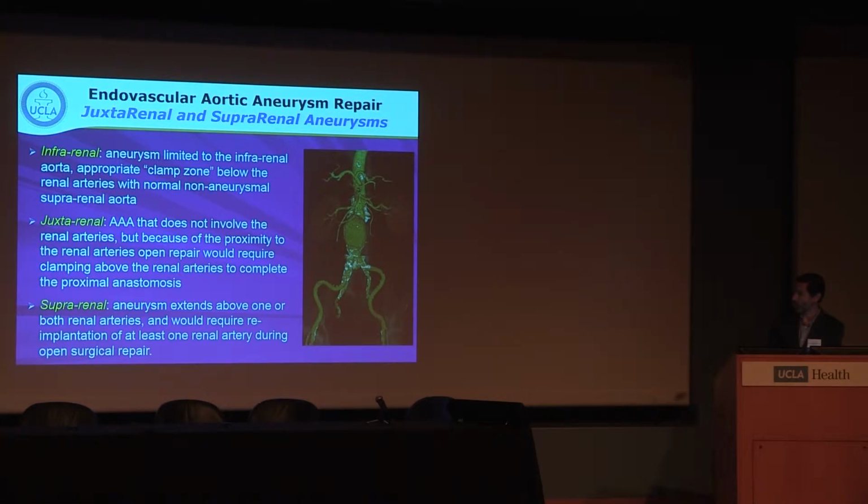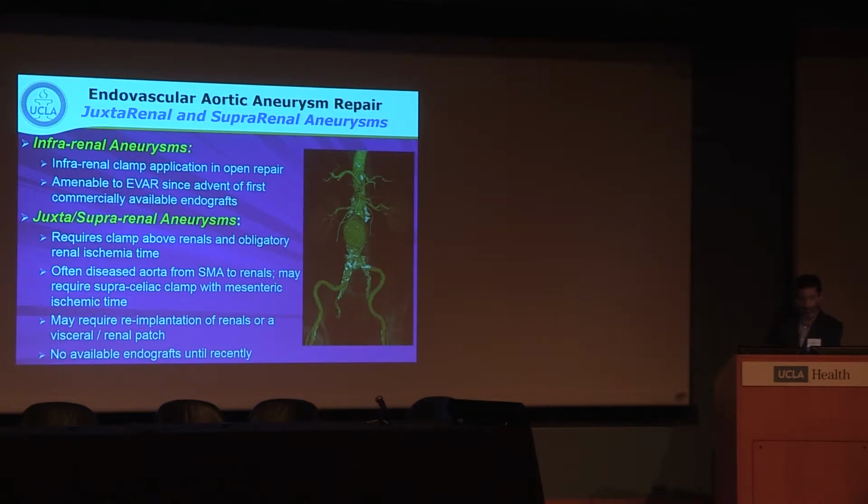Just as a way of definition, the first thing I want to point out is that infrarenal aneurysms are basically defined as limited to the infrarenal aorta with an appropriate clamp zone or seal zone below the renal arteries. A juxtarenal aneurysm is generally defined as an aneurysm that does not involve the renal arteries, but because of the proximity to the renal arteries, you'd require a suprarenal clamp to sew on the proximal anastomosis, compared to a suprarenal aneurysm, in which the aneurysm extends to the renal arteries and involves either one or both of the renal arteries.